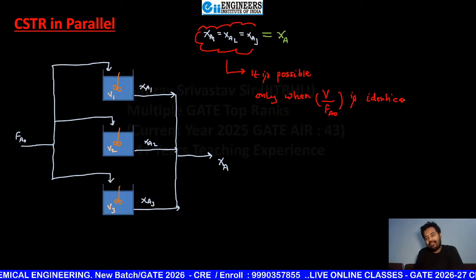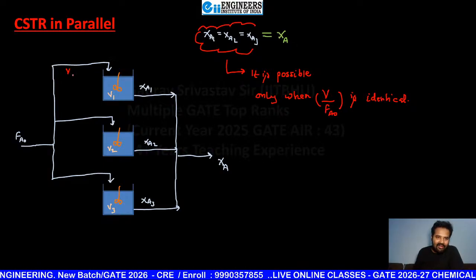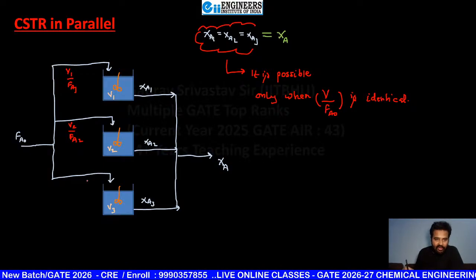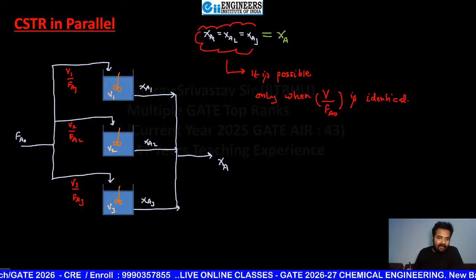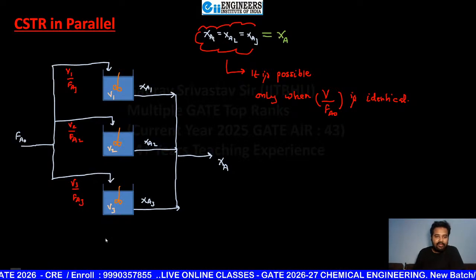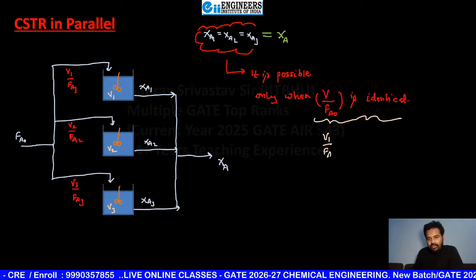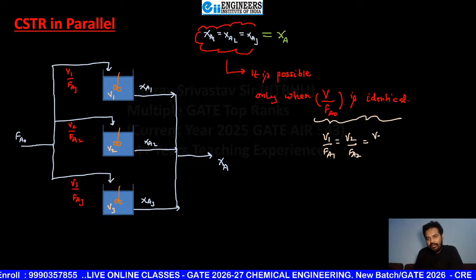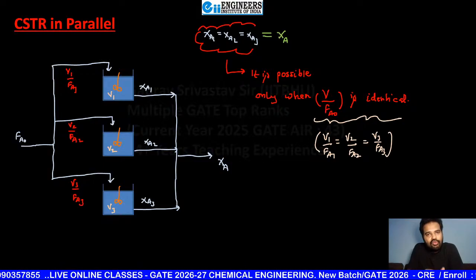What does it mean here, my dear students? For this line, the ratio is V1 by FA1. For this line, the ratio is V2 by FA2. Here, the ratio is V3 by FA3. Identical means that V1 by FA1 must be equal to V2 by FA2, and it must be equal to V3 by FA3. Only in this case, xa1 will be equal to xa2 will be equal to xa3.